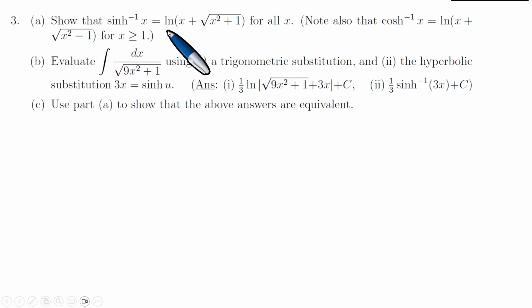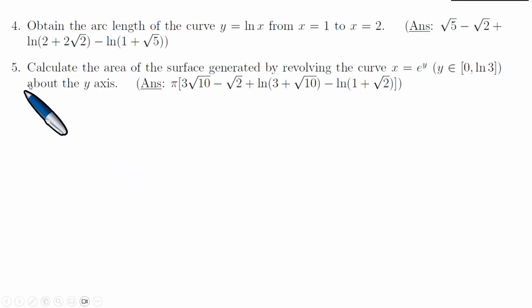The fact that the arc sinh of x is the ln of x plus the square root of x squared plus 1 for all x, but also we looked at the arc cosh of x, the ln of x plus the square root of x squared minus 1. So the difference between the arc sinh and the arc cosh is the x squared minus 1 for x greater than or equal to 1. Evaluate using the hyperbolic substitution. Use part A to show that the above answers are equivalent. Okay, we did this one, 3B. So I depend on you as we're skimming through tutorial 4.